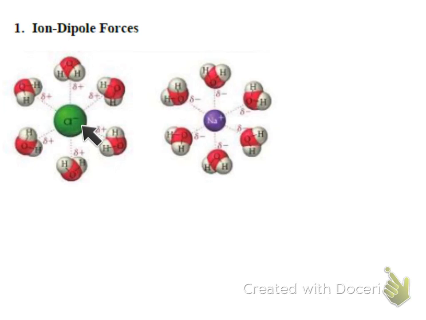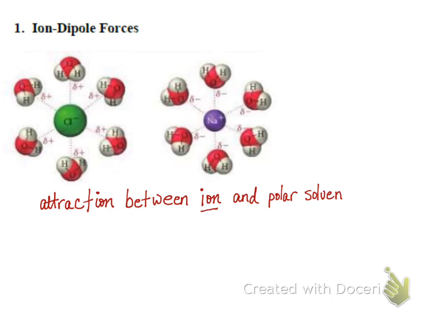And in this case, the best example of an ion dipole is when you put an ionic compound like sodium chloride in solution. It dissolves, and the chloride is attracted to the positive side of the water, the hydrogen side, and the sodium is attracted to the oxygen side of the water, which is the negative end. So it's the attraction between an ion and a polar solvent, and that solvent is usually water. It is the strongest IMF.